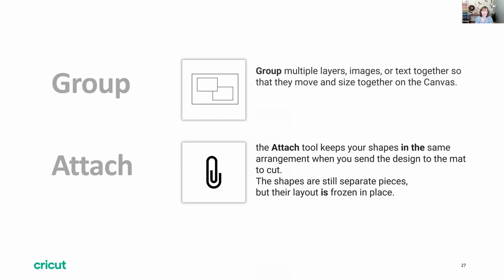When you want to cut your layers out in the position that you've placed them on your canvas, then you want to use attach. And attach basically holds the shape of all your images and all your layers. So when you send it to the cutting machine, it will cut it as one piece. Now your shapes are still separate, so you can go back and detach them and move them around and change the color later. But what attach does is it freezes that position on your canvas for you.